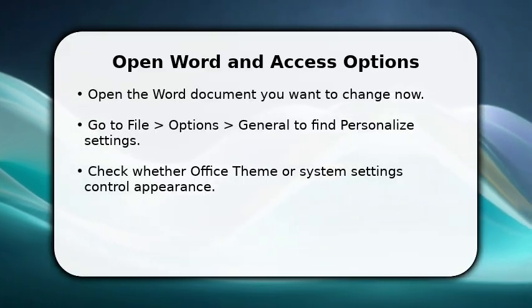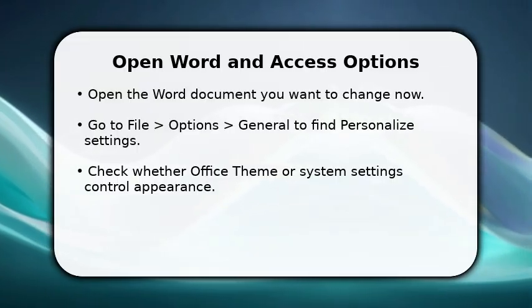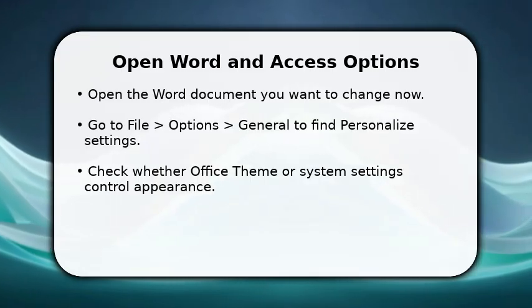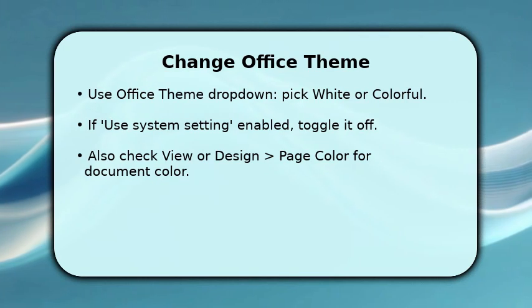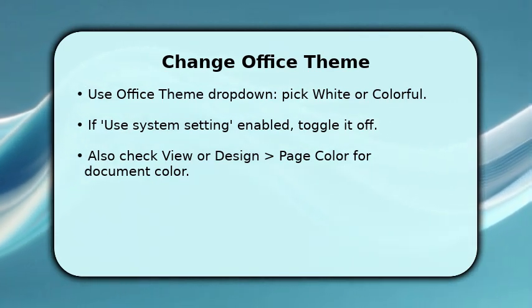Make sure you're editing the app's theme rather than a printer preview. If you don't see options, confirm you opened Word, not Word Online, and that you have editing permissions on this device. Now change the theme itself. Click the Office Theme drop-down and choose white or colorful to revert to a light interface.